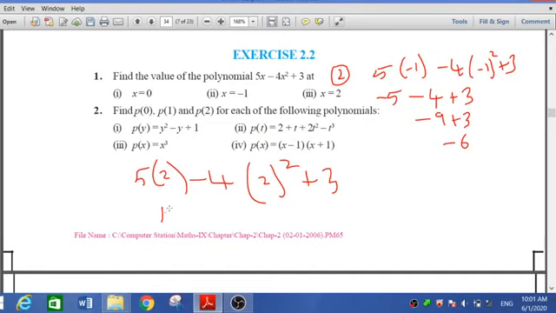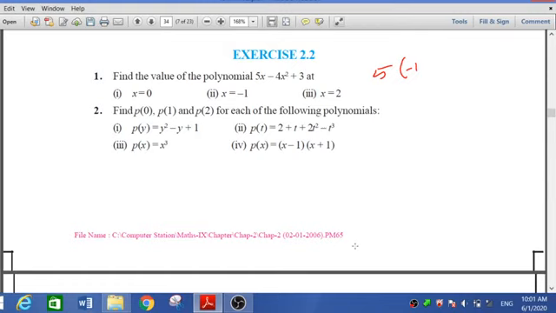You will get 10 minus 4 into 4 plus 3. So 10 plus 3 is 13. Minus 4 into 4 is 16. That is minus 3. So it is also easy. Now try to solve question number 2. Everyone should try this. Try to solve this.